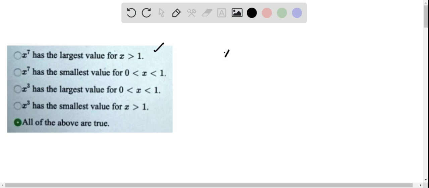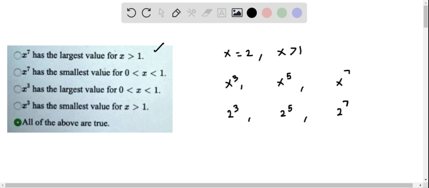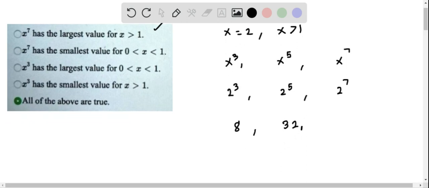So consider x equal to 2, which is greater than 1. And let's evaluate these expressions, that is x cube as well as x power 5 and x power 7. So when x equals 2, this will be 2 cube, this will be 2 power 5, and this will be 2 power 7. 2 cube is 8, 2 power 5 is 32, and 2 power 7 equals 128.